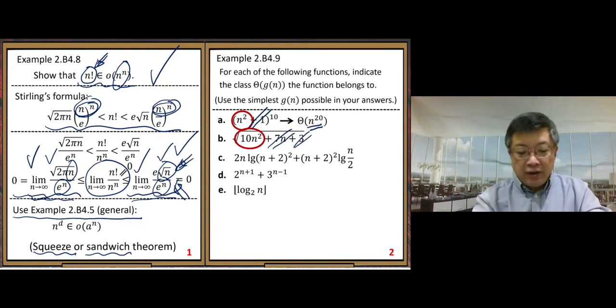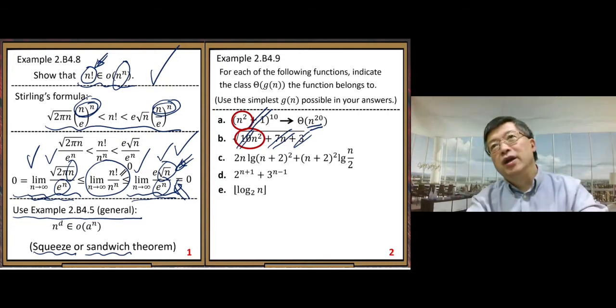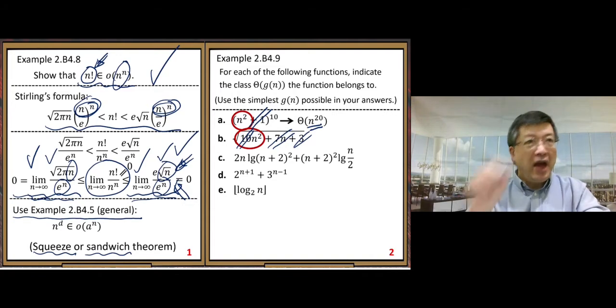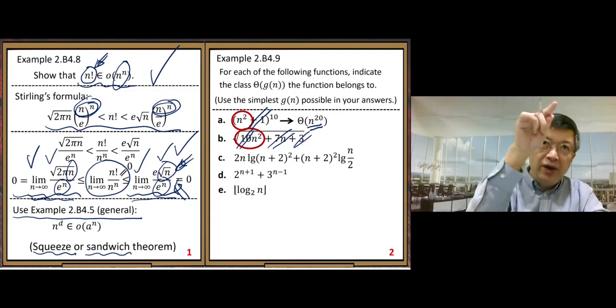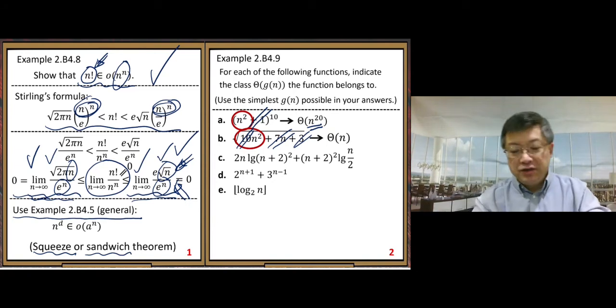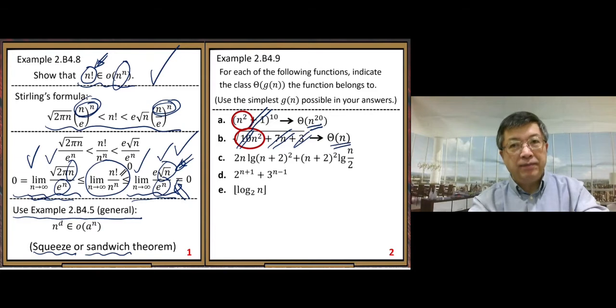Next step, the 10 is a constant we can ignore. We only keep n squared. After you take the square root of n squared, you only have n left. So that's the simplest g function, big theta of n. All right, the next one.